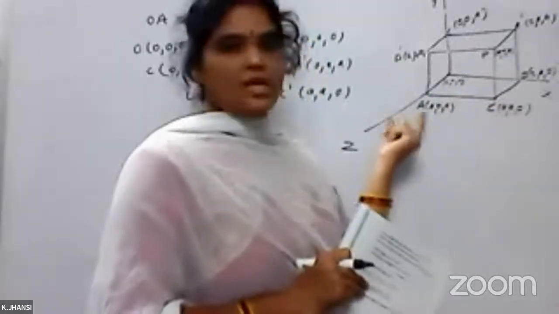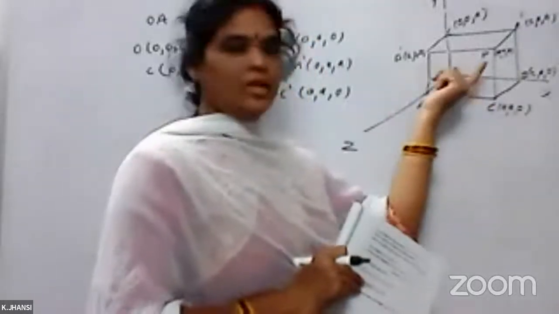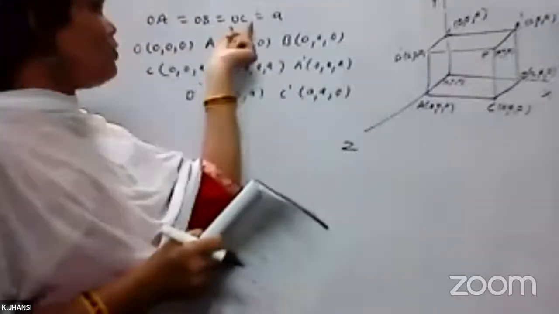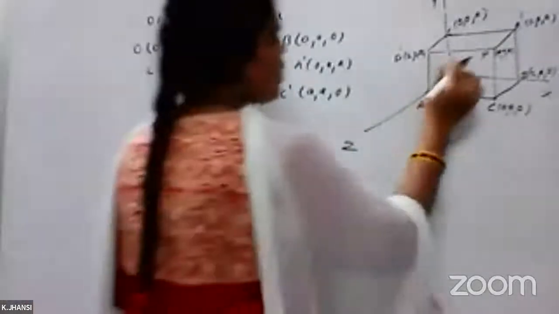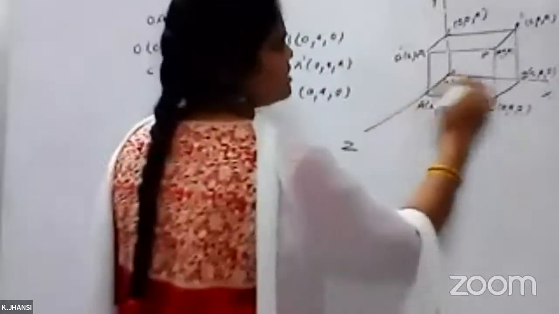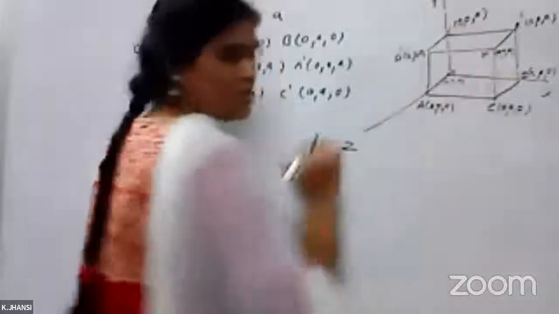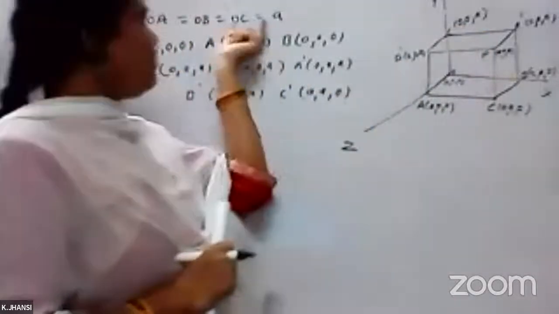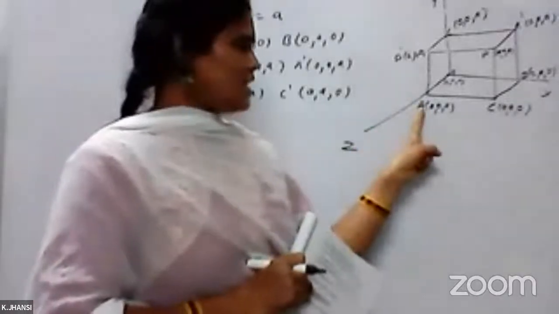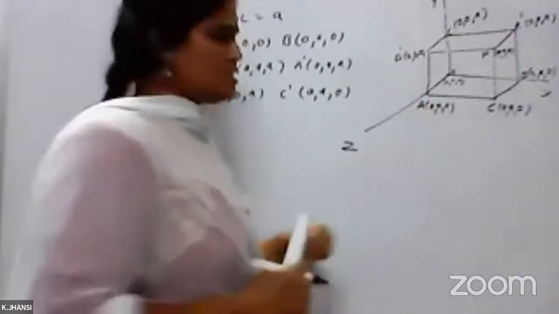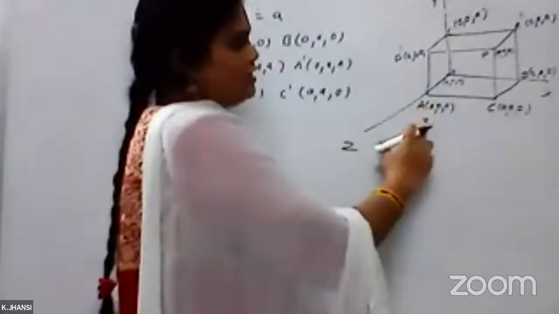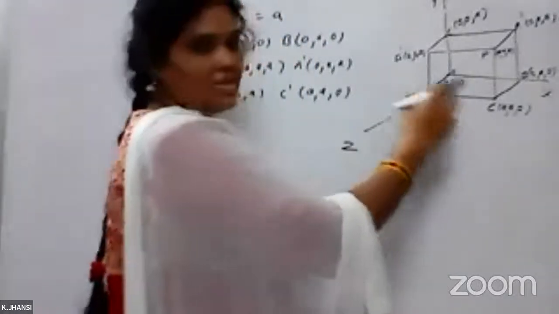So here 3 diagonals will be there. So one relation is OA equals OB and OC. So OA, this is the origin. Now we can represent this as OA, and this is OB, and this is OC. So you will get the value as A. That means we are getting the coordinate as A in place of X. Okay, in place of X we are getting the A value and the other Y, Z values are 0.